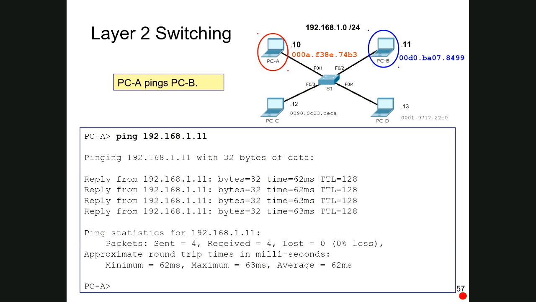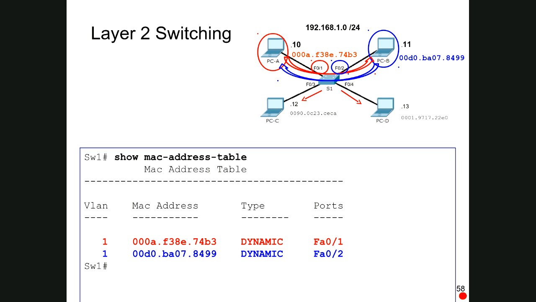the MAC address table is going to learn that that MAC address is associated with port number 1 that he's plugged into. As soon as PCB replies with his ping reply, the switch will learn that PCB's MAC address is plugged into port number 2. And then when we look at the MAC address table, we'll see those two devices' MAC addresses and what port numbers they're associated with.